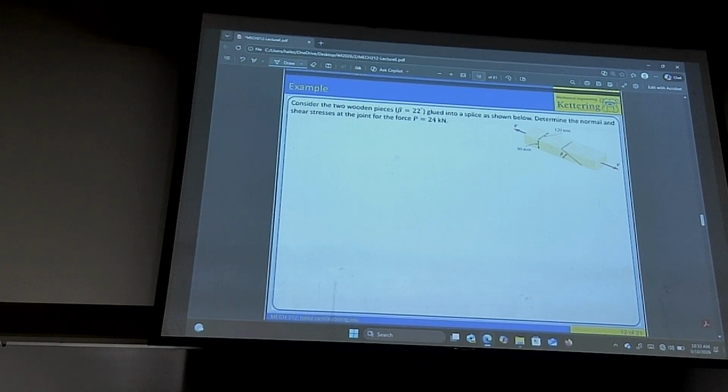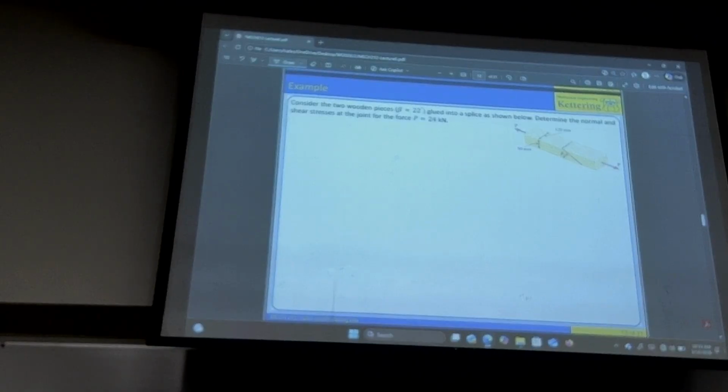Pay attention because this course is a core course and you're going to see this in future courses, at least in machine design. So please take advantage of those comments that I gave you.